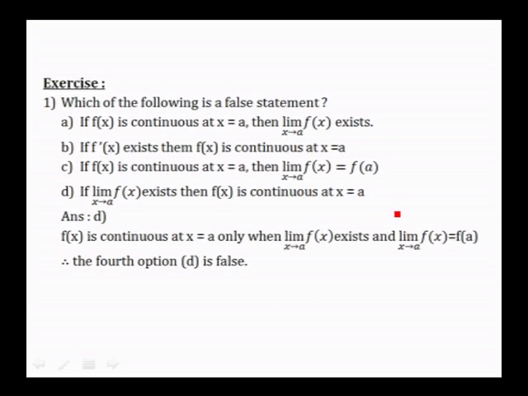Not differentiable at x equals a, like that. Which of the following is a false statement? Let us look at the exercise problem. If f(x) is continuous at x equals a, then limit of f(x) as x tends to a exists.